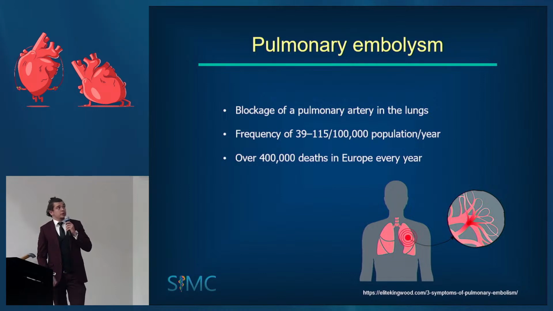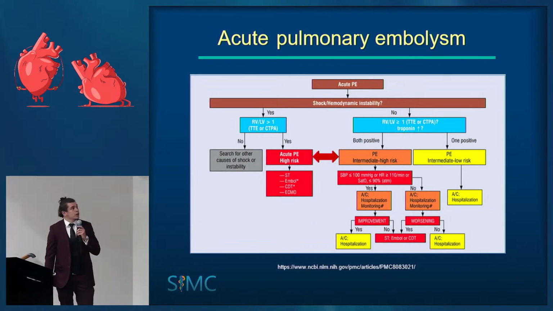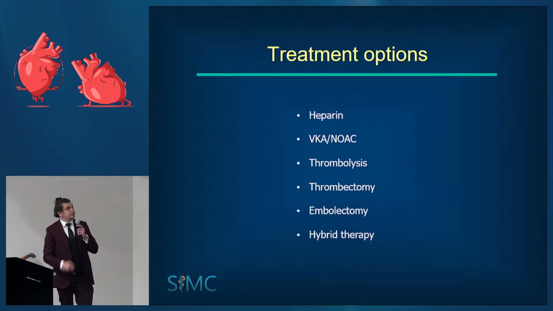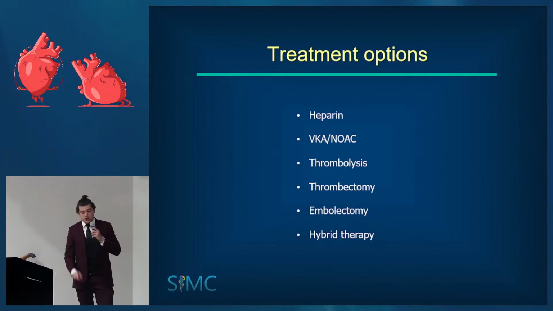Pulmonary embolism occurs when a blood clot disrupts the blood flow in the pulmonary arteries or their branches. It's a life-threatening diagnosis. In our study, we focused on acute pulmonary embolism with high or intermediate high early mortality risk. What can we do about pulmonary embolism? There's a variety of possibilities: anticoagulation, systemic thrombolysis, surgical treatment, or hybrid therapy.